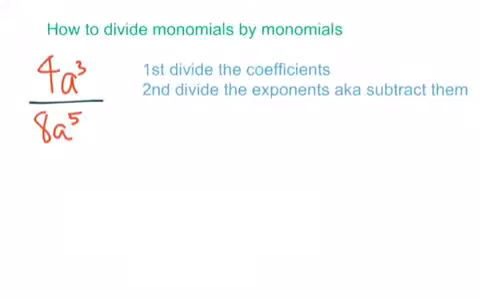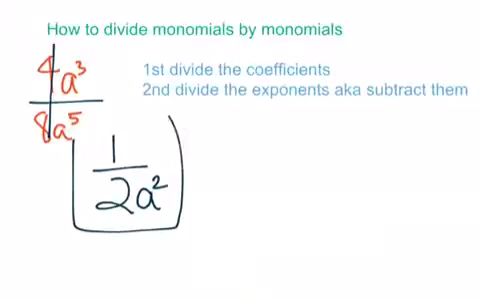Okay, now we're on to dividing monomials by monomials. So first we're going to divide the coefficients. So 4 divided by 8 is going to give me 1 over 2. Then we're going to subtract our exponents. So we have 3 minus 5, which is going to be a negative 2. So we have 1 over 2a squared, because that 2 is a negative 2. Okay, so the first step is we divide our coefficients, then we divide the exponents, aka subtract them. So this is your final answer.